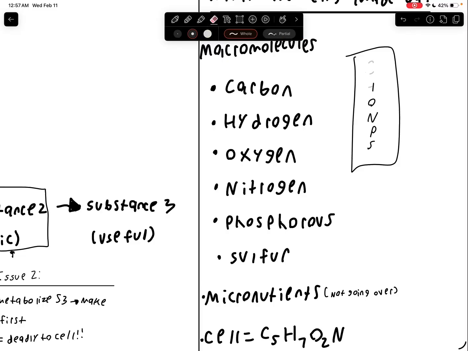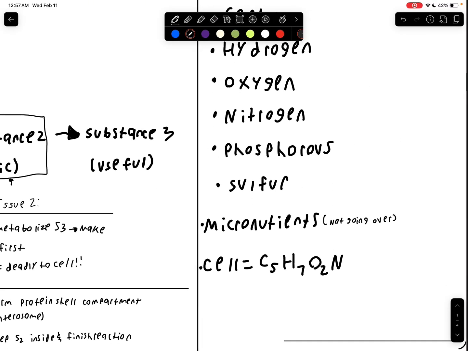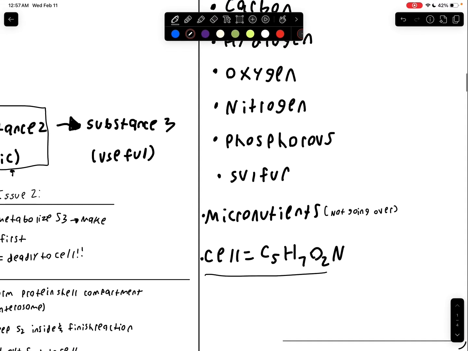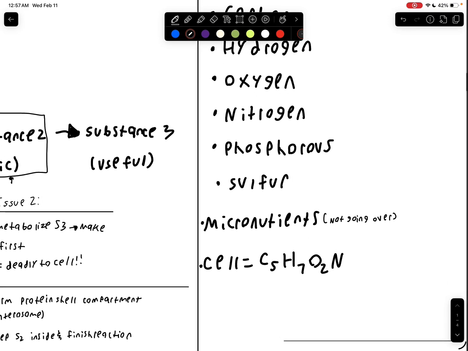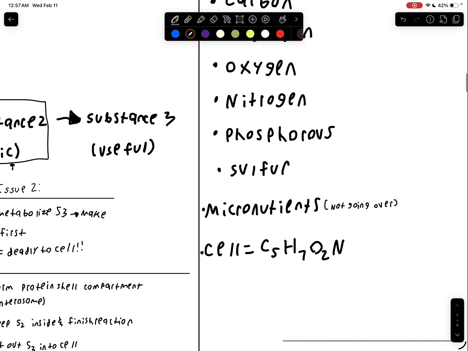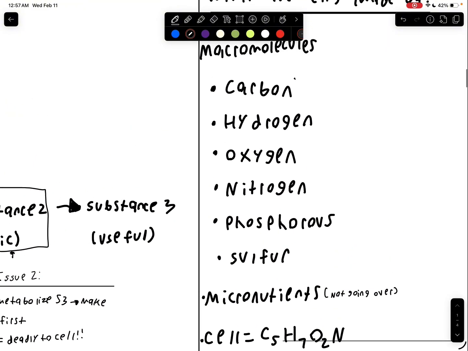And there's a little formula that you don't really have to memorize, but you can have it written down. It just says that the cell is C5H7O2N. What that's saying is basically the formulation, or the kind of ratio, of how many carbons, hydrogens, oxygens, nitrogens you need for a cell. It's basically just giving you an understanding that these are the most important things that a cell needs and in what ratio to each other.